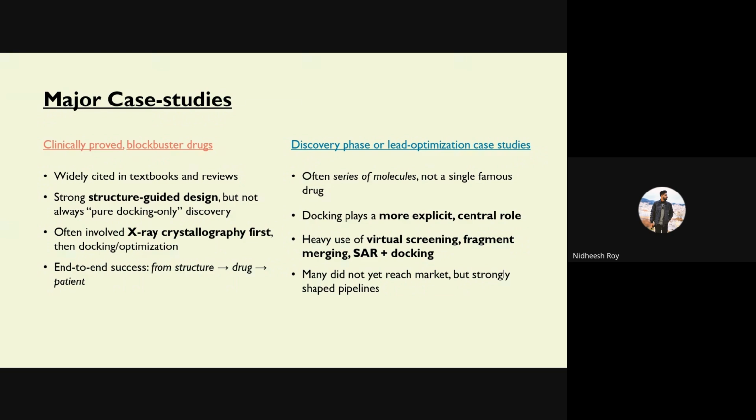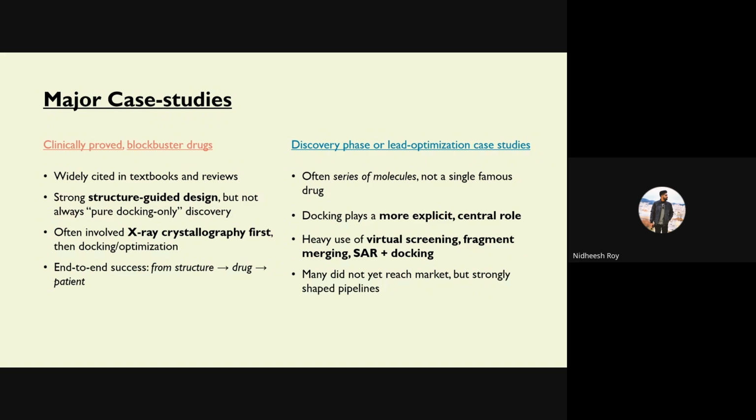In contrast, the discovery phase and lead optimization rely most heavily on docking as a decision-making tool. At this stage, docking is used to virtually screen large compound libraries, prioritize hits, and eliminate poor candidates early. The goal here is not perfection, but efficiency, reducing cost, time, and experimental burden by focusing only on the most promising molecules.